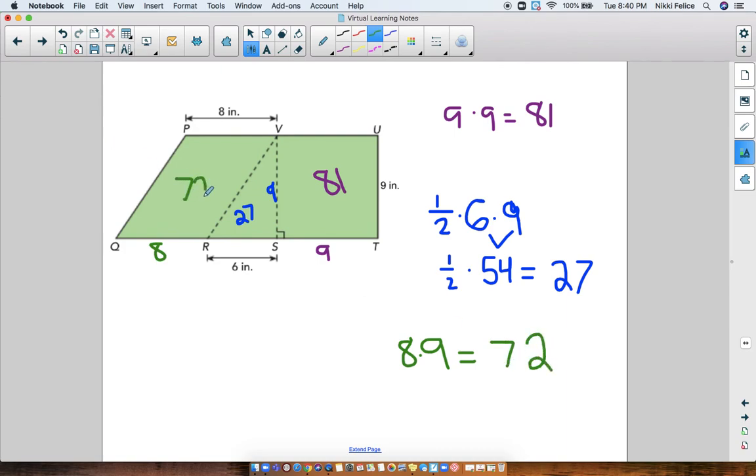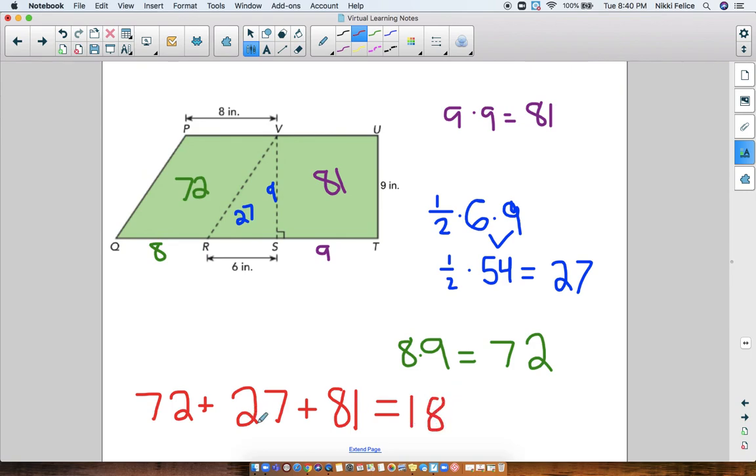This is 72. So to figure out the area of the whole thing, we add them all together. 72 plus 27 plus 81. And what does that equal? Let's see, 72 plus 27 plus 81. I think, yeah, 180. 180, and then my units are inches squared.